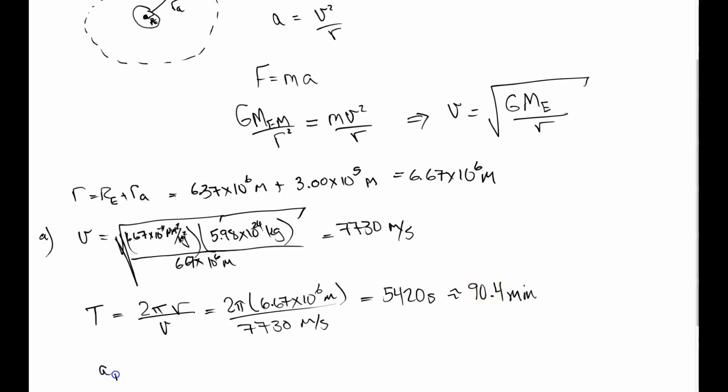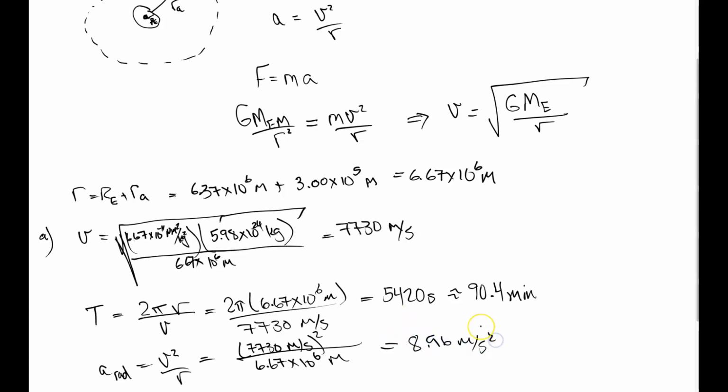And its acceleration radially is v squared over r, as we said. So this is going to be 77.30 meters per second quantity squared over 6.67 times 10 to the 6 meters, which gives us an acceleration of 8.96 meters per second squared.